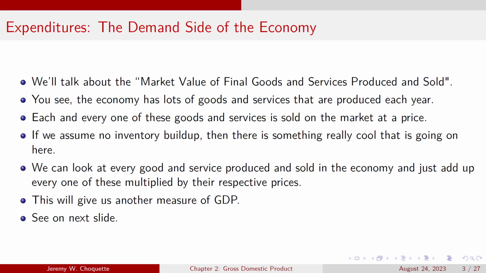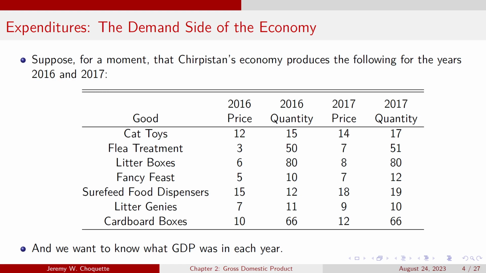And when that happens, something really interesting goes on, because we can then look at every good and service that was produced in the economy and just add up every one of those multiplied by their respective prices, which gives us a measure of GDP from the demand side. So let's look at this table. We've got prices and quantities of all these little things made in the country of Chirpistan for the years 2016 and 2017: cat toys, flea treatment, litter boxes, Fancy Feast, all this stuff.